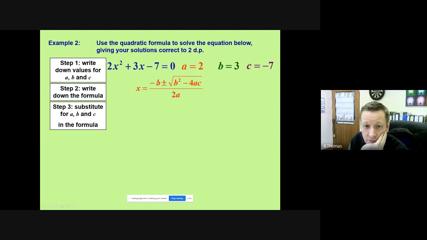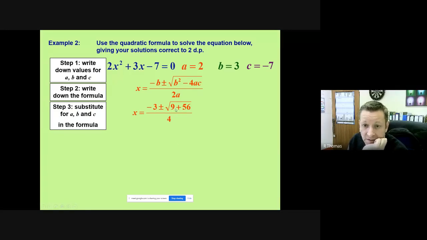So hopefully you've got x equals minus 3 plus or minus the square root of 9, because 3 squared is 9. Now this bit here, the 4ac, 4 2s are 8. 8 times minus 7 is minus 56. So you've got minus 56, which is in fact plus 56. And then on the bottom, 2 2s are 4. So with a bit of luck, you should have that.